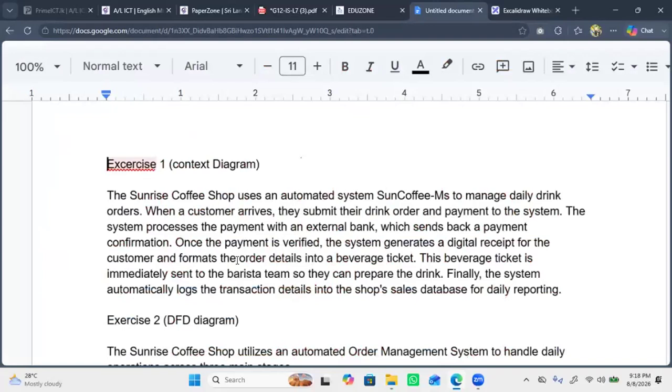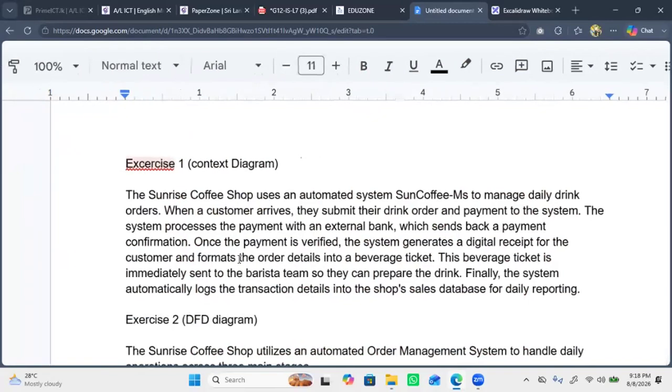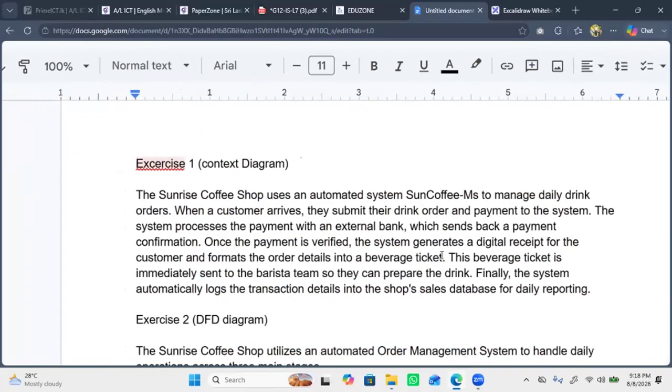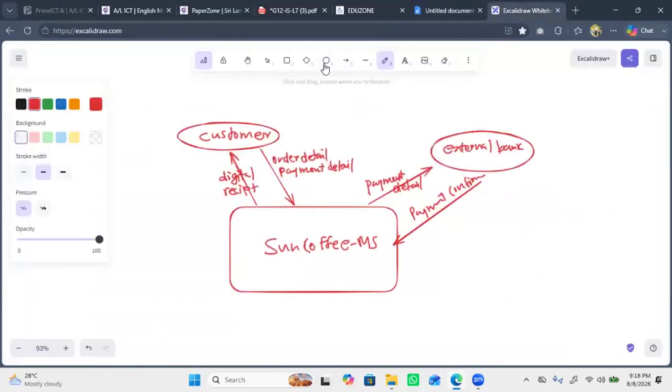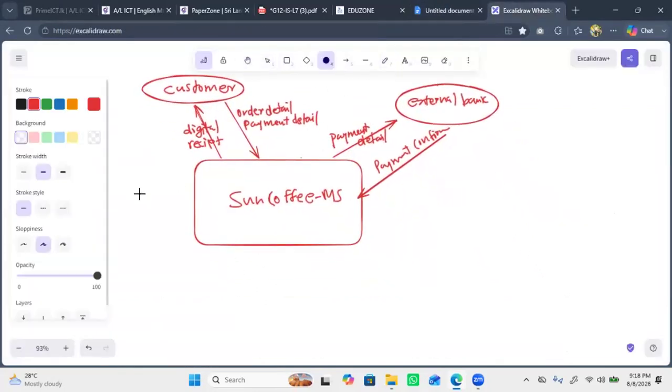Okay, the formatting part, do we need to write it? That's a process. We don't need to consider it. They are turning the order detail into a beverage ticket. Okay, another document, a small document. Then this beverage ticket is immediately sent to the barista team, the coffee shop, the people who are making the coffee.